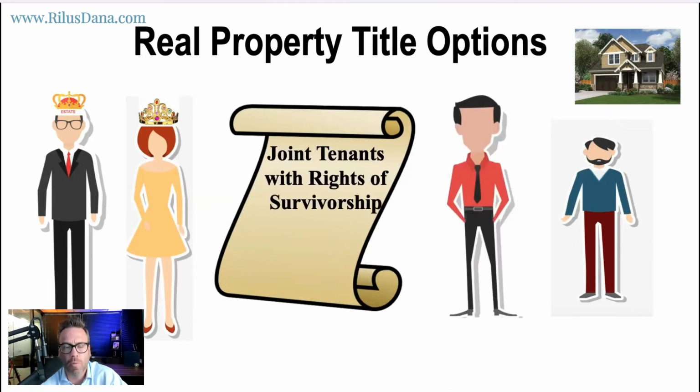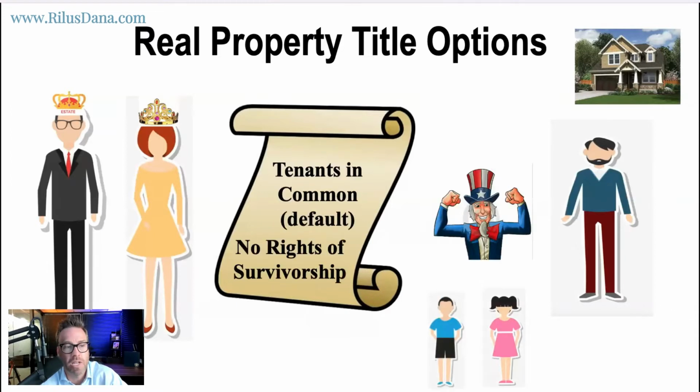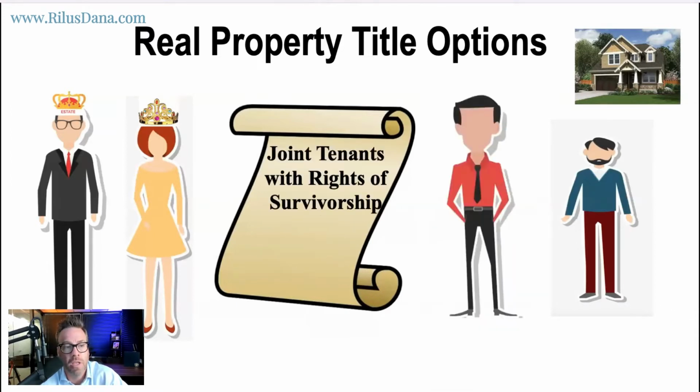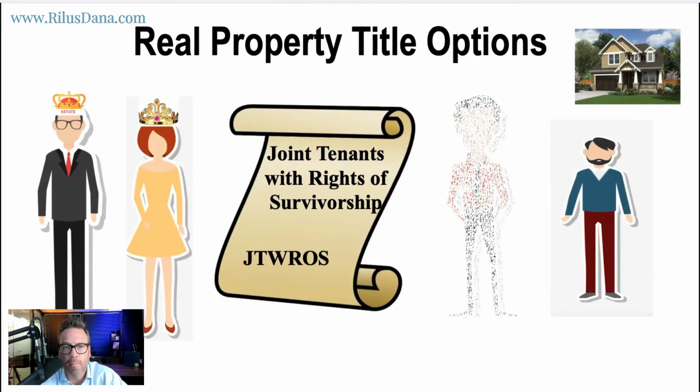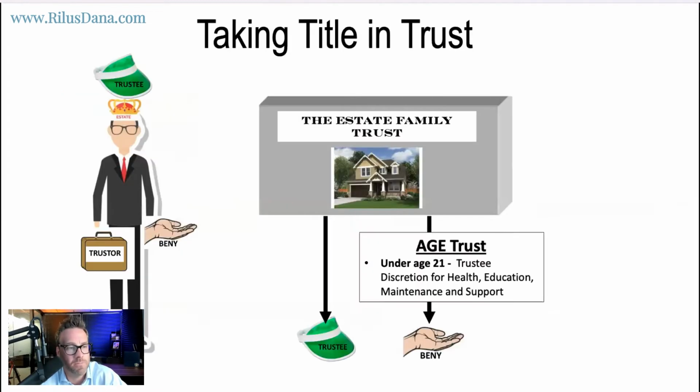The other way that multiple owners can own property is as joint tenants with rights of survivorship. So it has to specifically say with rights of survivorship. Otherwise, it's going to be the previous way, the tenants in common. So rights of survivorship means if one of the owners passes away, then the remaining owners now own the property. Nothing transfers to the deceased owner's estate. You can also take title to a property in a trust or an LLC.